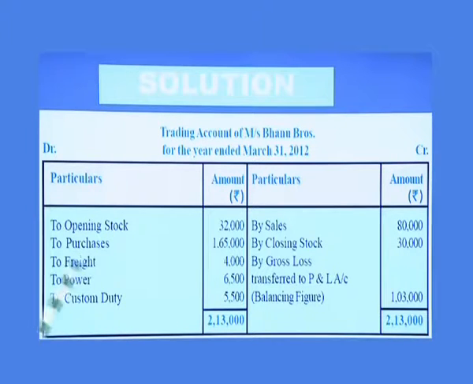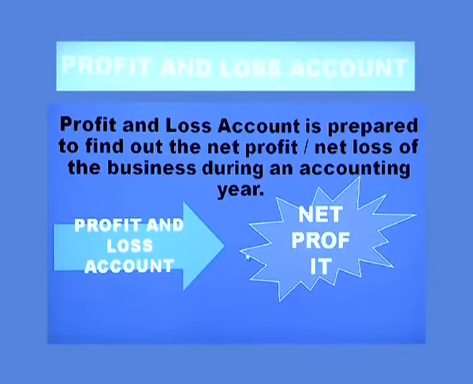Here is the solution: to opening stock, to purchases, to freight, to power, by sales, by closing stock. In this question, to customs duty also. In this question, we got a gross loss, that is the difference. There is a shortage coming on the credit side, and when we are calculating the total, in order to balance the account, you are getting 2,13,000, a higher amount on the debit side. So, you are getting gross loss. This will also be transferred to the profit and loss account. Then we can study the profit and loss account.